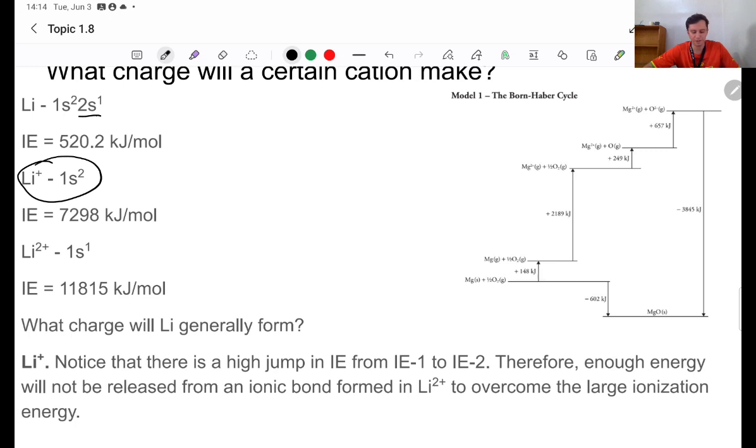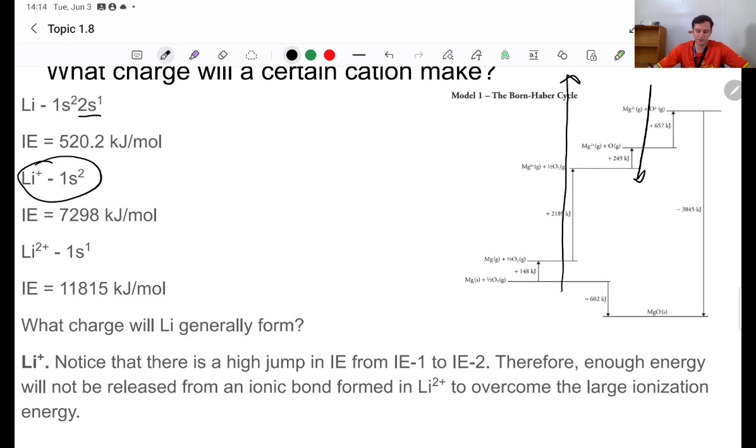Therefore, enough energy will not be released from an ionic bond formed in Li2+ to overcome the large ionization energy. So it would take a lot of energy to oxidize Li+ into Li2+. So this upward energy would be really, really big. And therefore, the amount of energy released in the ionic bond would probably not be enough to overcome it. And so the overall process is not favorable because it would result in a higher energy state than we're starting with. Therefore, lithium will just ionize to Li+.